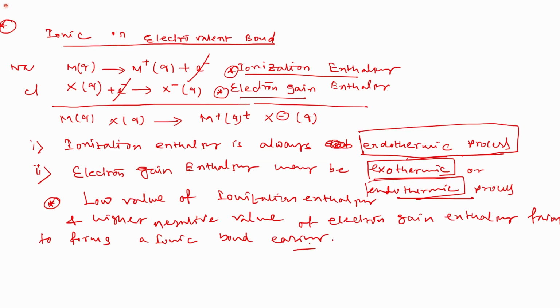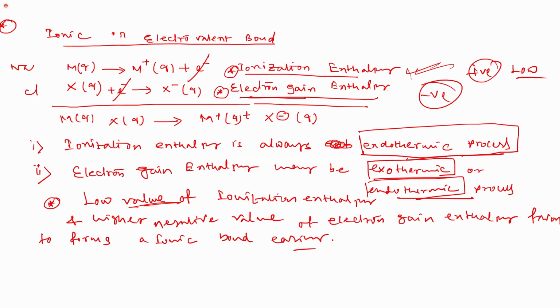To form an ionic bond, the ionization enthalpy value should be low. It will be a positive value, but a very low positive value. But the electron gain enthalpy will always be a higher negative value. So overall the negative value will be given, so we will get delta G equal to negative. So that's why ionic bonds will be made in that case.